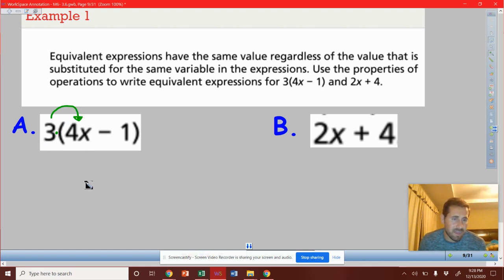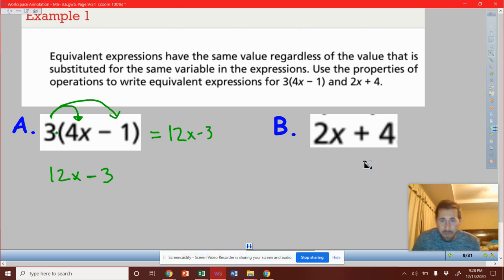So we do 3 times 4, you get 12, but don't forget you had an x, so you get 12x. And then we do 3 times, and bring down this sign. It's almost like 3 times -1, or you can just bring down the sign and say, what's 3 times 1? Well, that's 3. So there's the expression. So what we can say is that 3 times 4x minus 1 is equal to 12x minus 3.